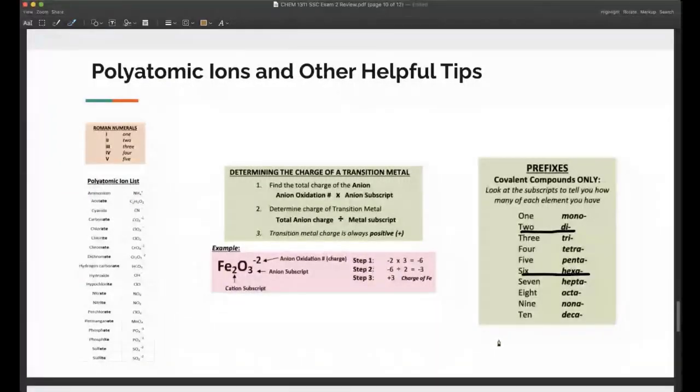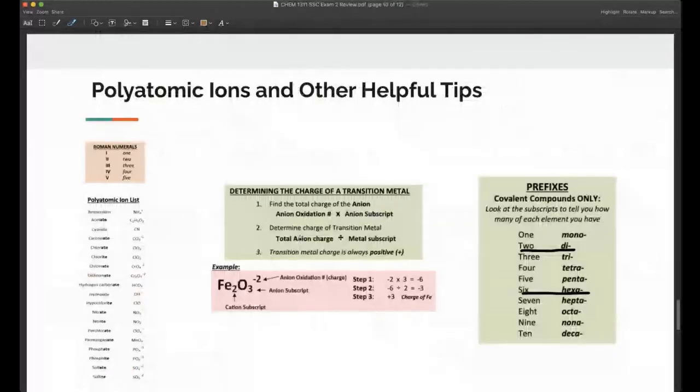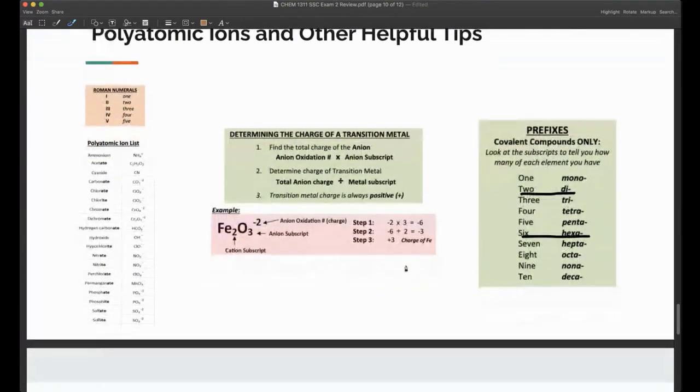Okay, so here are some helpful tips. These are the polyatomic ion lists that you should memorize. This is really important because it doesn't go away. You'll see this in further chemistry classes, so I highly recommend making flashcards or writing them out and drawing them as well. Here's another helpful tip, how to find a transition metal. What I like to do is the crisscross method, but if you like this method too, you find the charge of the anion, you determine the charge of the transition metal, and the transition metal is always positive. There's also a worked out example here. If you like that method, then go for it.